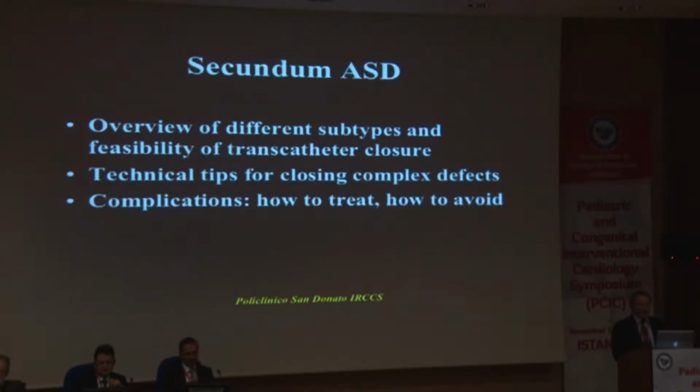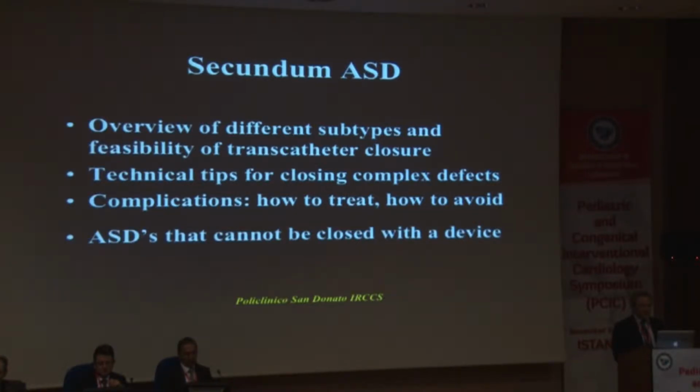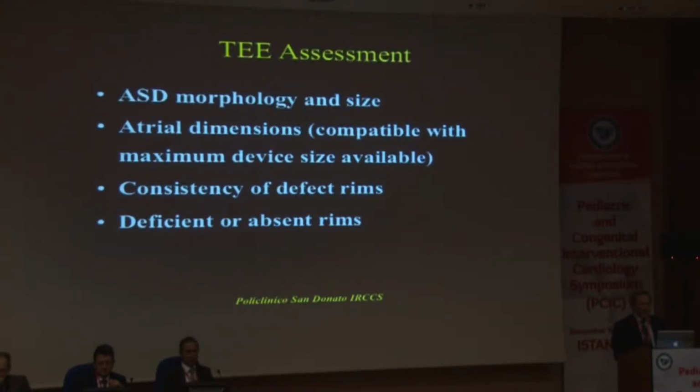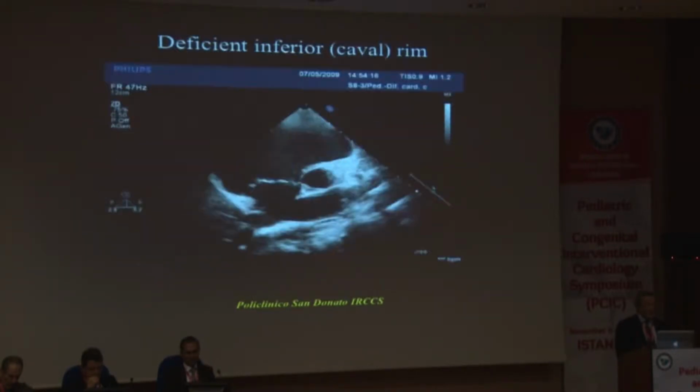Well, some words about the complications, how to treat and how to avoid them first, and some consideration about the ASD that cannot be closed. Just a few words. Of course, we have to identify correctly the size and morphology of the ASD and the atrial dimensions, which is going to be compatible with the device we are going to put in. Consistency of deficient rims is a peculiar and important detail to be taken into account, and of course the deficient or absent rims.